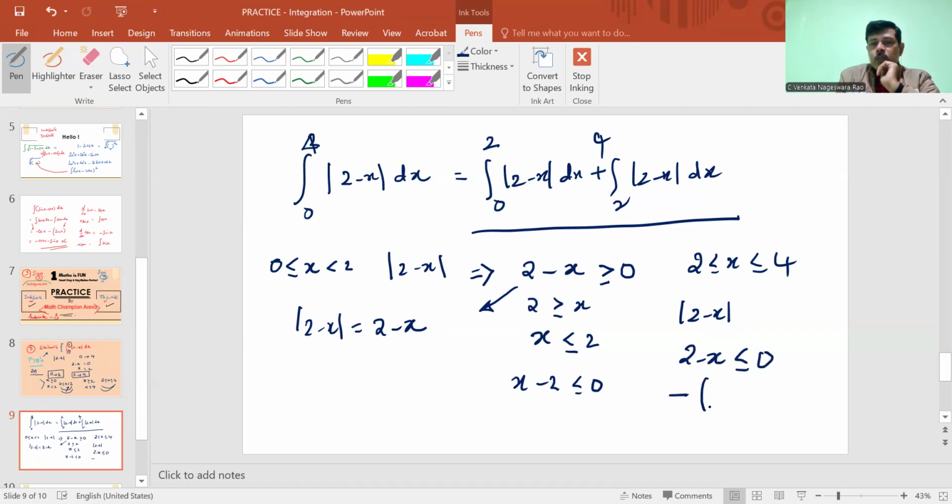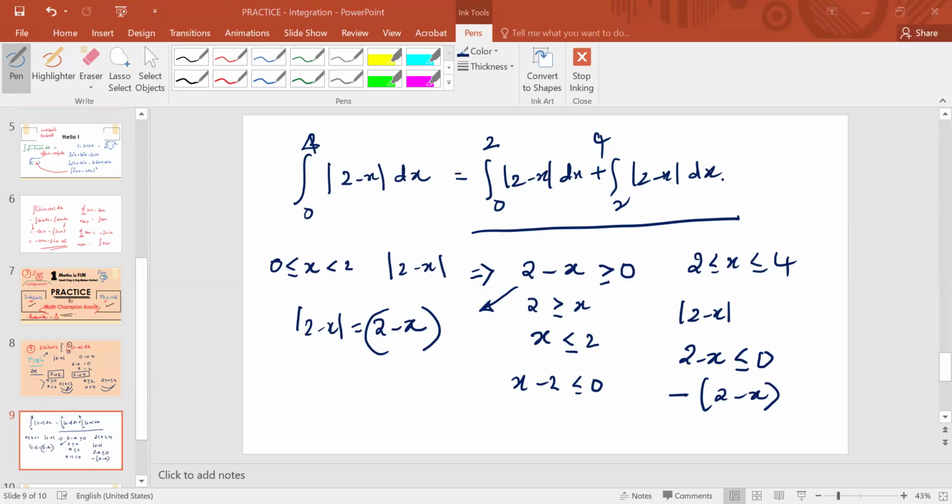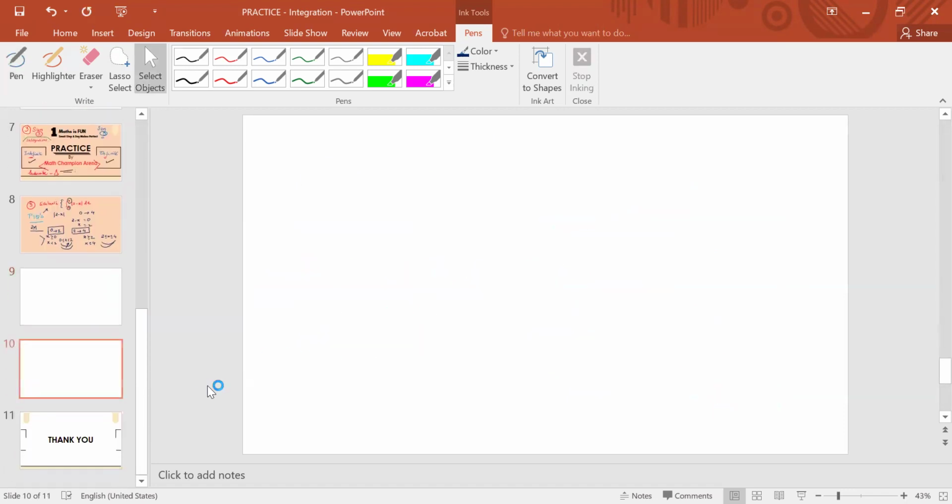So the total value is minus of 2 minus x. Okay, so the expression here is minus of 2 minus x, and here the expression is plus of 2 minus x. This is the approach we need to understand here. Okay, so now as we know the expressions, we come down and write again.